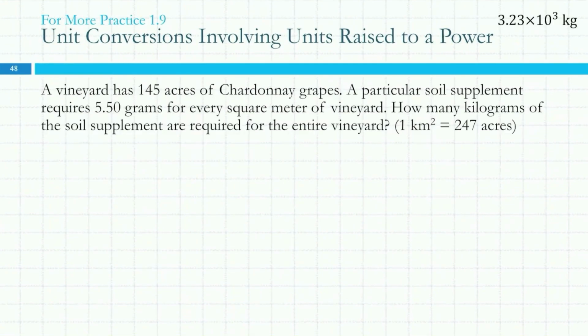Moving on. A little bit more complicated of a problem. A vineyard has 154 acres of Chardonnay grapes. A particular soil supplement requires 5.5 grams for every square meter of vineyard. How many kilograms of the soil supplement are required for the entire vineyard? Gnarly.